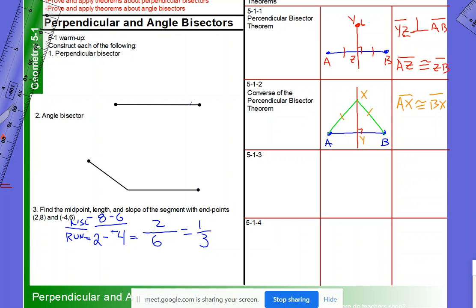And we also know that line segment XY is perpendicular to line segment AB.